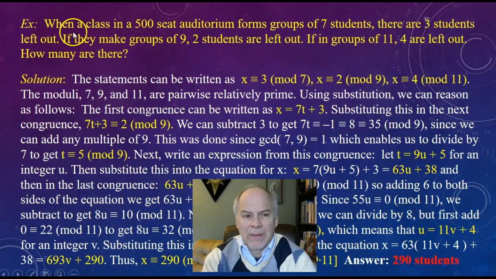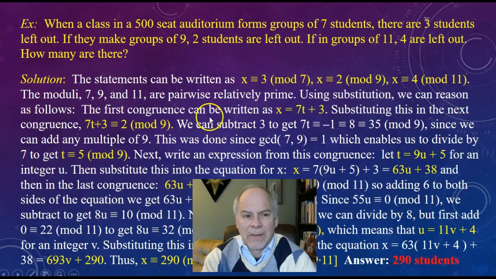Again, a problem will be presented in this kind of way. When a class in a 500-seat auditorium forms groups of 7 students, there are 3 students left out. If they make groups of 9, then 2 students are left out. If in groups of 11, 4 students are left out. How many students are there?